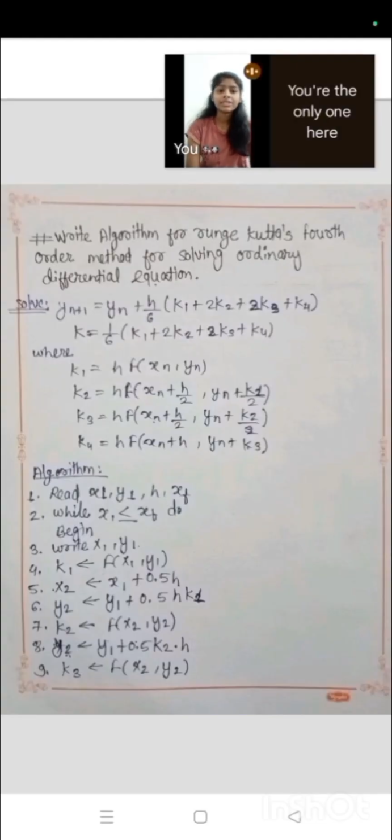Today we solve an internal question. Write an algorithm for the Runge-Kutta fourth order method for solving the ordinary differential equation. Okay, so we solve the question. First of all, we write the Runge-Kutta fourth order method formula.